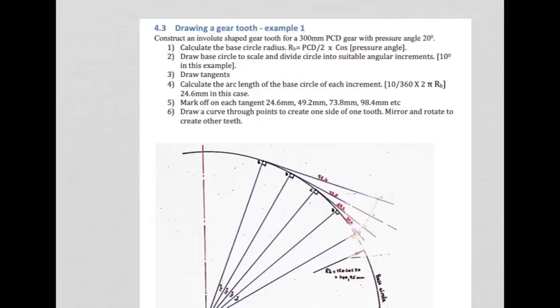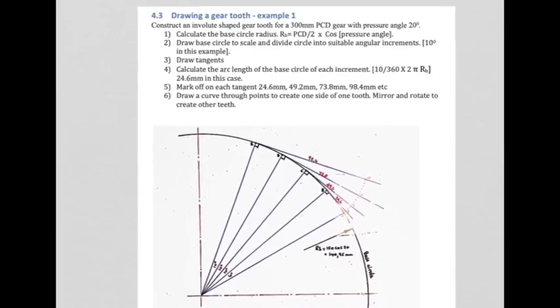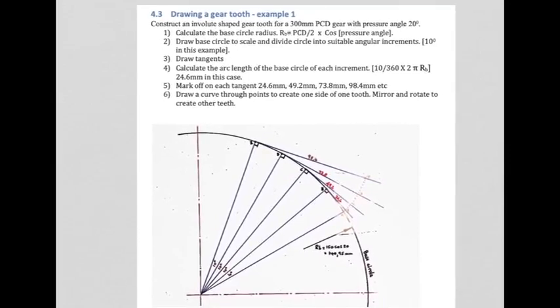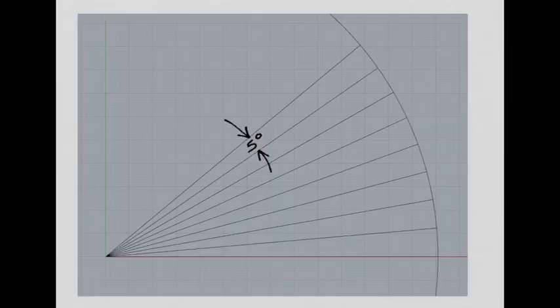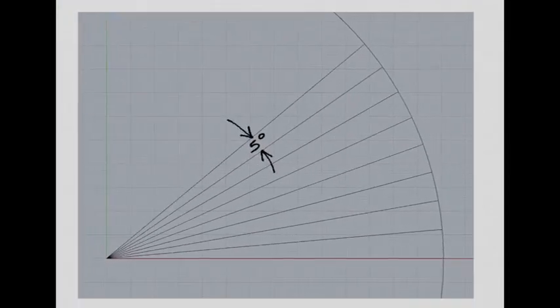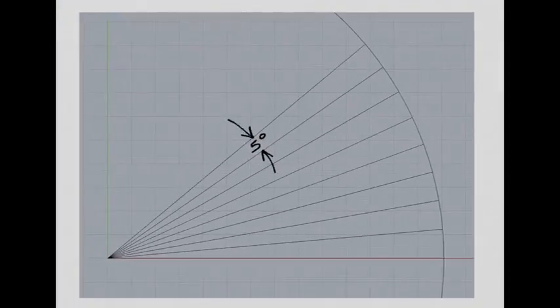Next is to make divisions, angular divisions. In the example on this page, I've used 10 degrees. But for best accuracy, one might want to go smaller than that. So this example here on the screen now is drawn at 5 degree intervals. So I started from the horizontal. You can start wherever you wish, and then make 5 degree increments between the lines.